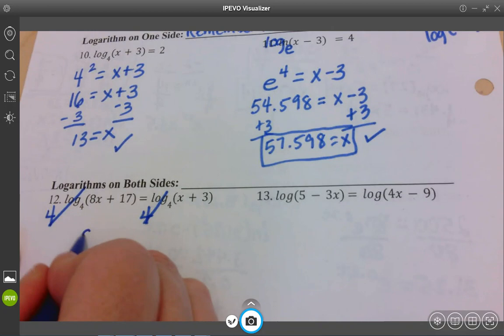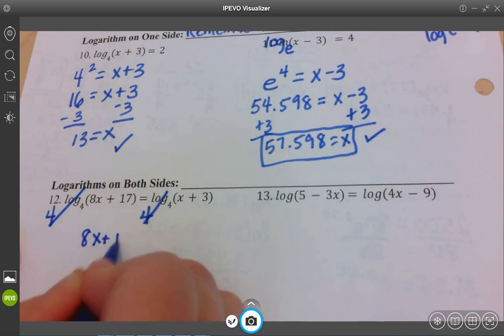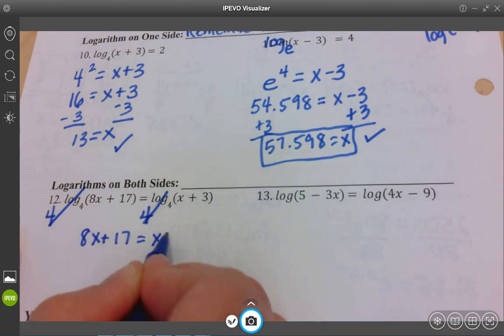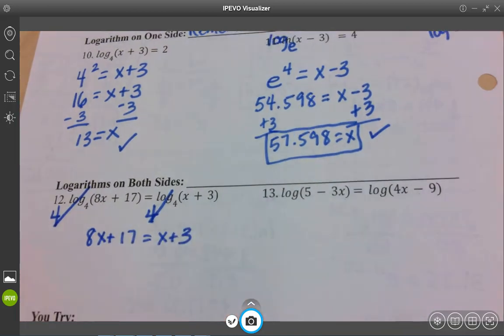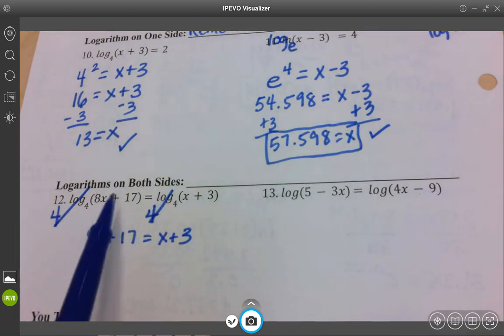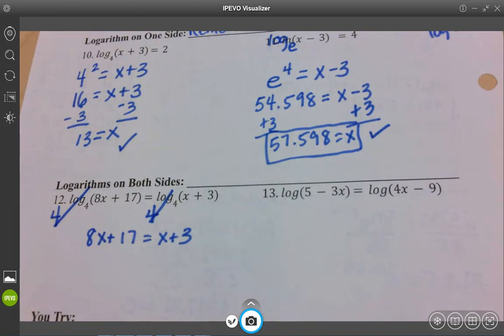If you go straight to 8x plus 17 equals x plus 3. But if you divide both sides by log base 4 to cancel them out, not only will I cry, but also you will lose a point. Okay? So do not divide by log base 4. That's not a legit step. The step is literally called exponentiating both sides, but you can also just go straight to this step. You just solve it.